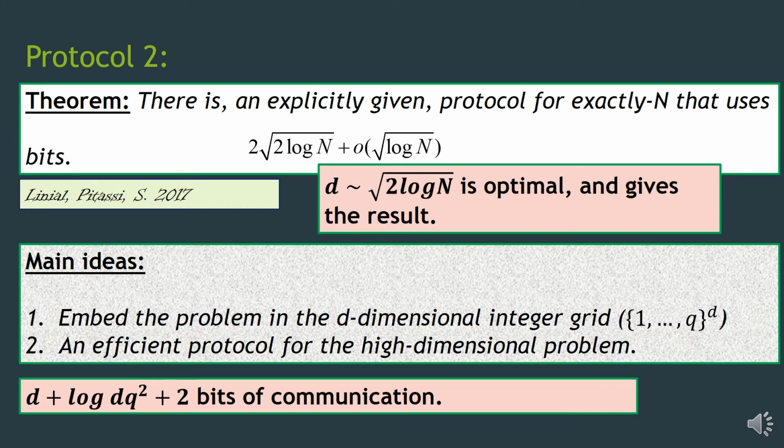This protocol is correct for any D and Q. You get this complexity for any D and Q. When you optimize on the choice of D and Q, you take D roughly this, square root of 2 log n, and Q to make Q to the D equal to n, you get this complexity for the protocol. Same complexity as Chandra, Furst, and Lipton. There is no improvement yet, but having an explicit protocol does shed some new light on the problem and suggest new directions of research and possible improvement.